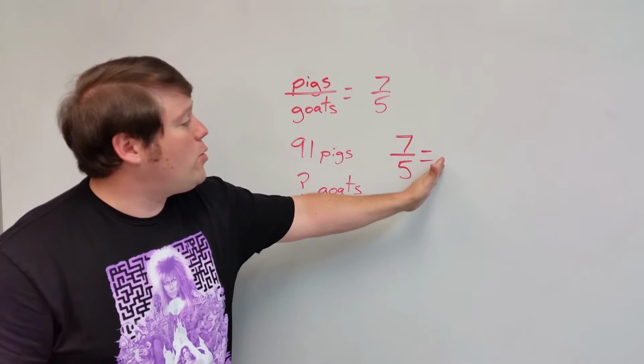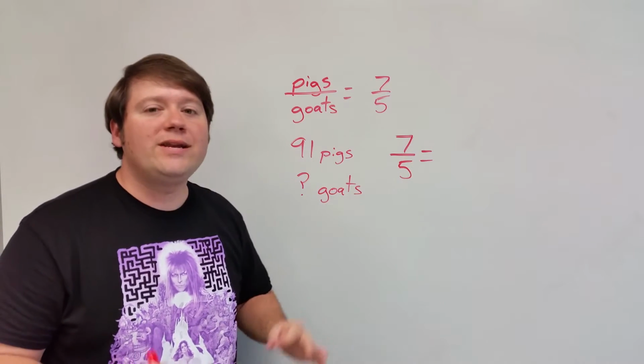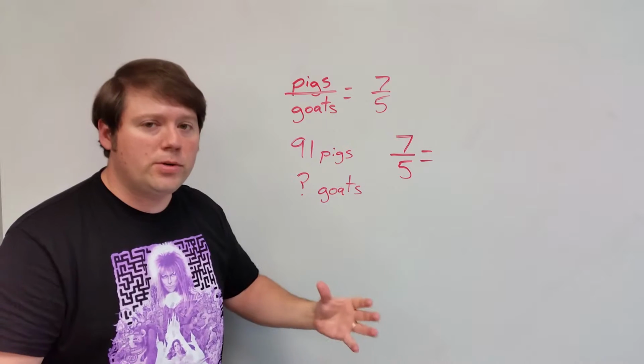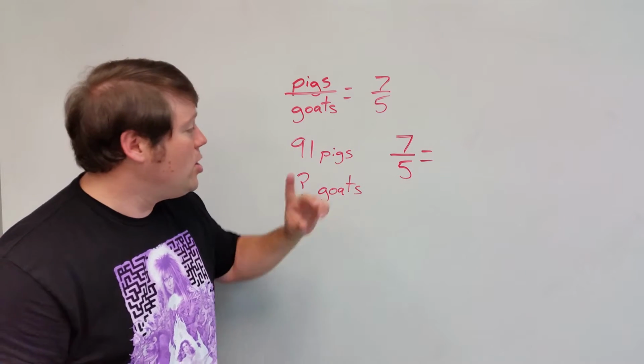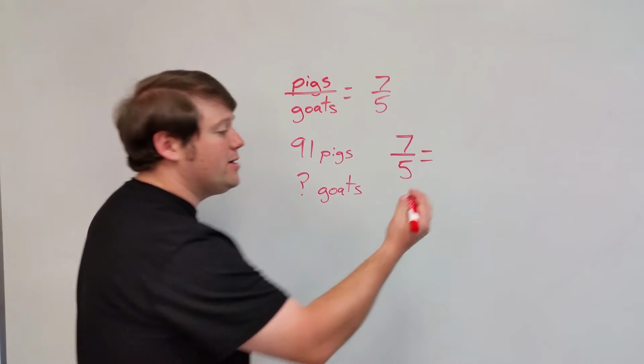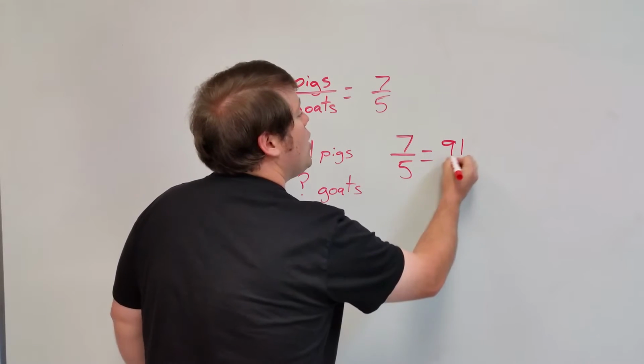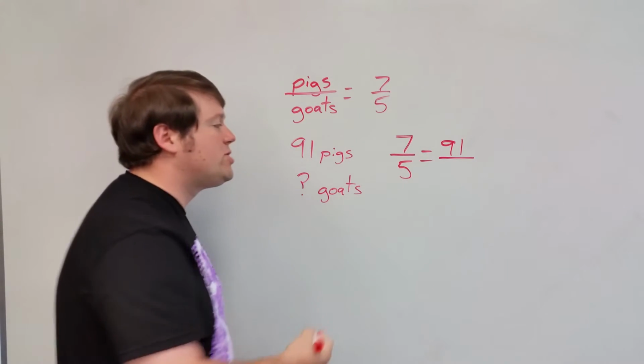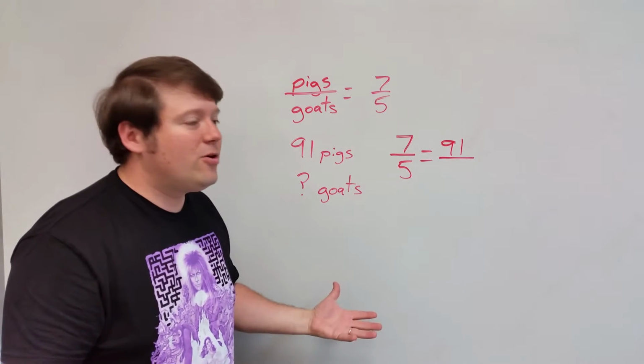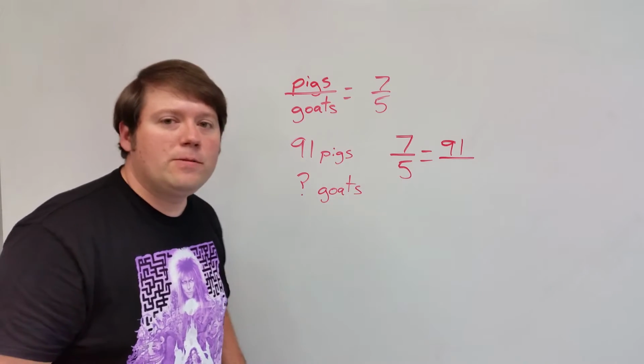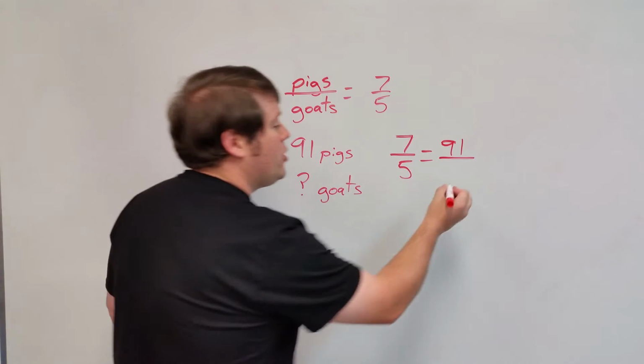Now the other ratio will also be pigs to goats, only now we're dealing with the total numbers, how many there actually are. We said that there are 91 pigs. That still goes on the top. We're wanting to know how many goats, and since I don't know how many there are, I'm going to use a variable in place of it. I'm going to call it G for goats.